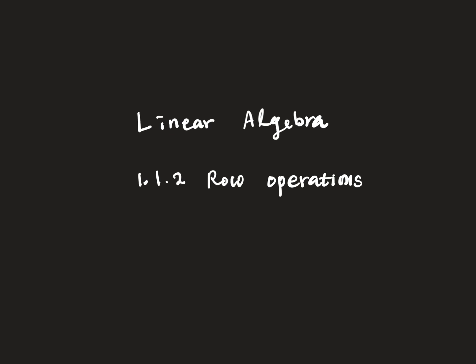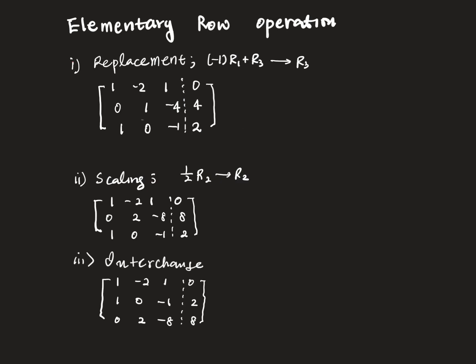This is linear algebra 1.12, row operations. In the previous session, we solved systems of equations. What are the row operations we used to solve them? There are just three row operations, guys: replacement, scaling, and interchange.